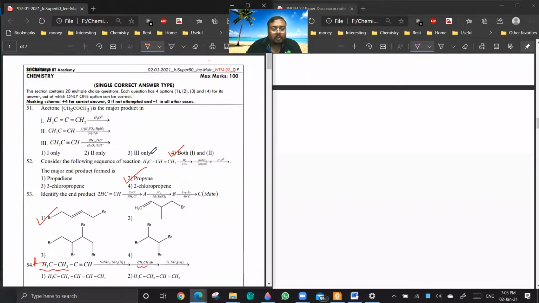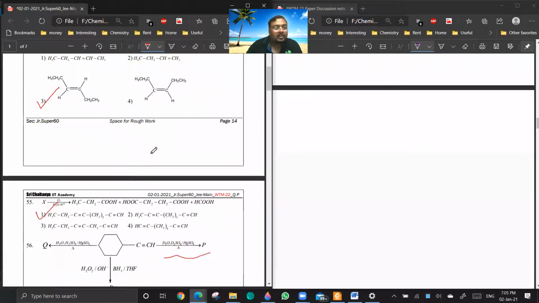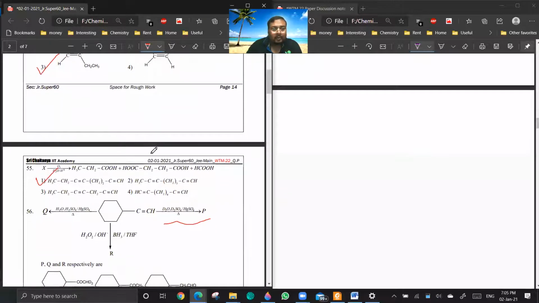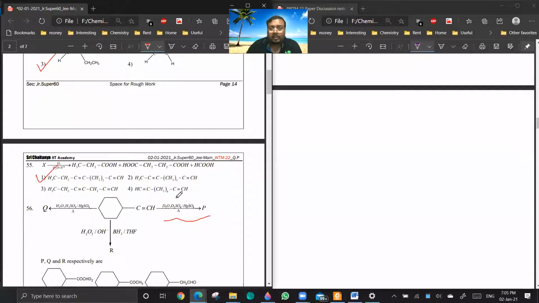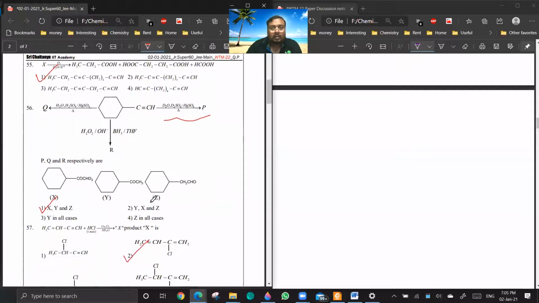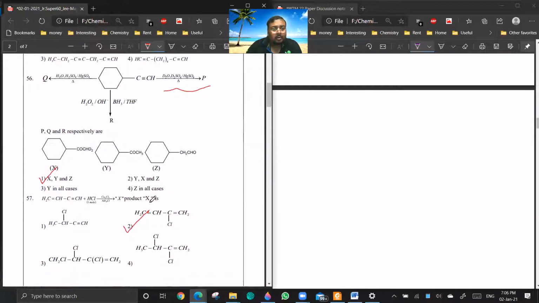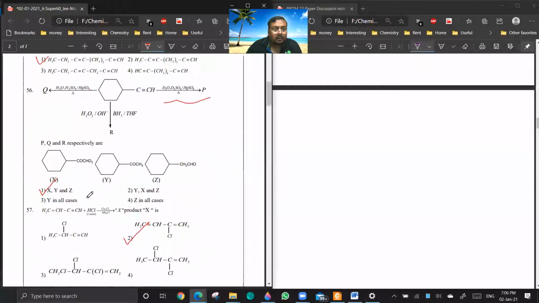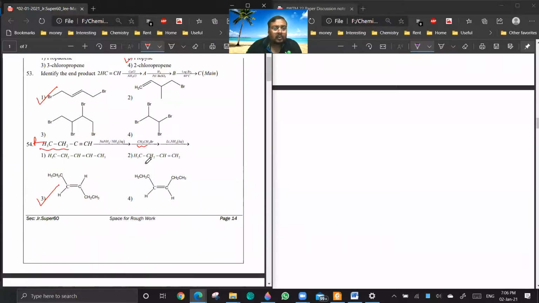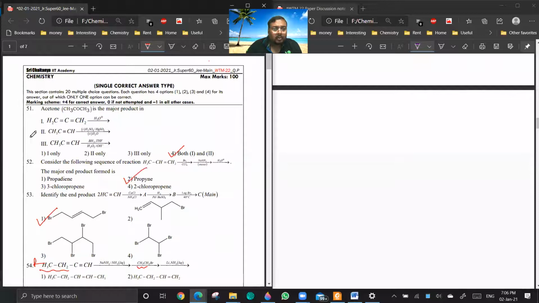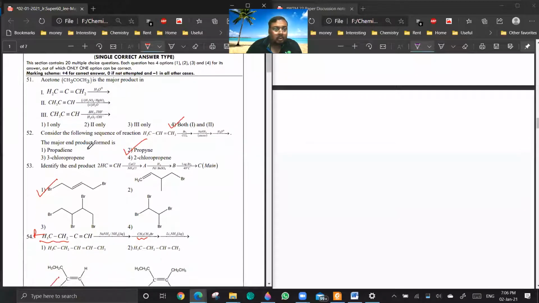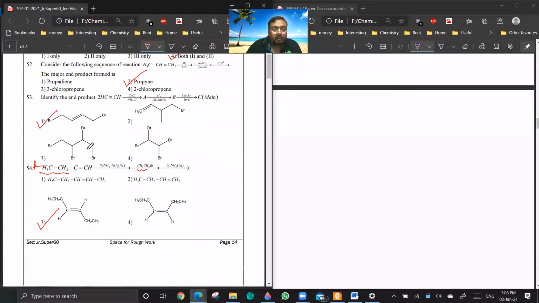Moderate. Still moderate. Why? Because you people have made mistakes. Yes or no? After discussion, are you feeling that there is any toughness in this paper? Because this reaction I have discussed, this also I have discussed. Whatever doubts you have asked. This one, the first one, only that you can think of, because I have told you that the most substituted carbon should be getting the delta plus charge. Okay, you can do it from that also.